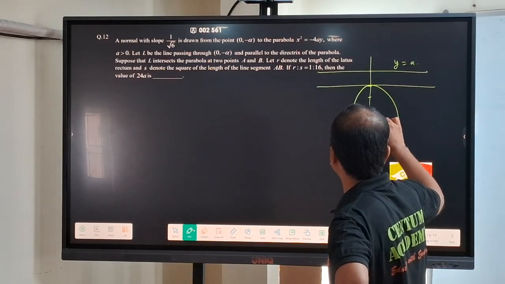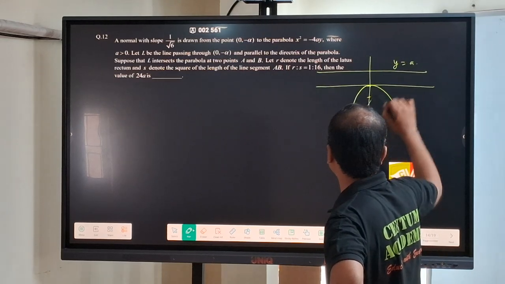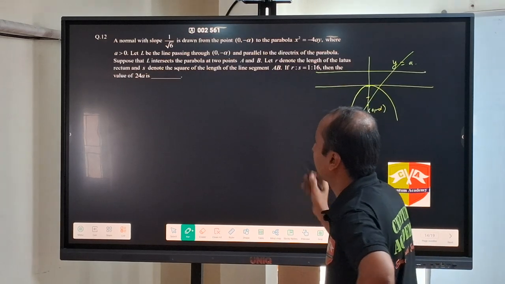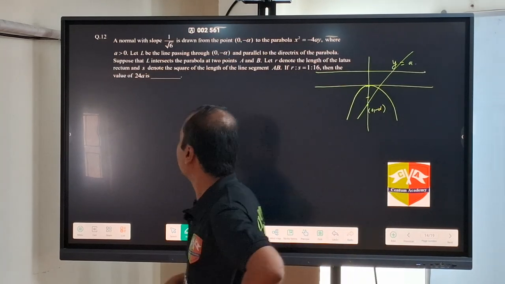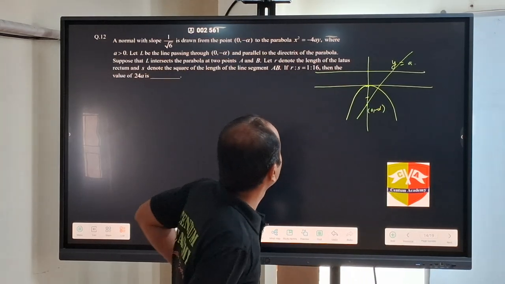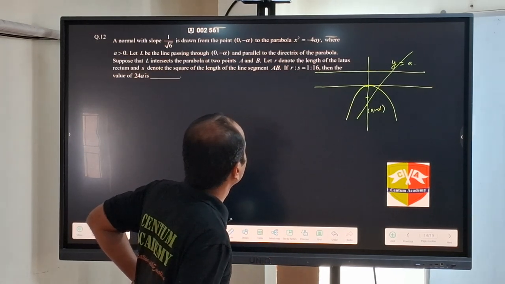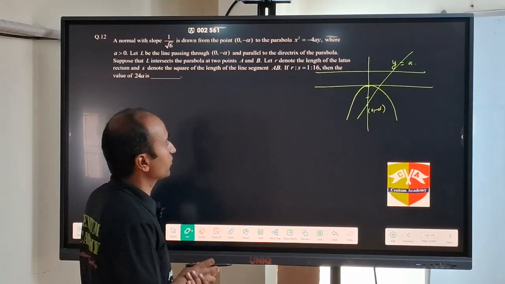It passes through the point 0, minus alpha. Now we don't know where this point is. I'm arbitrarily drawing it here, this point is 0, minus alpha, where ideally alpha should also be positive. Regardless, we are not going to assume any such thing. Let us find the equation of normal to this parabola.